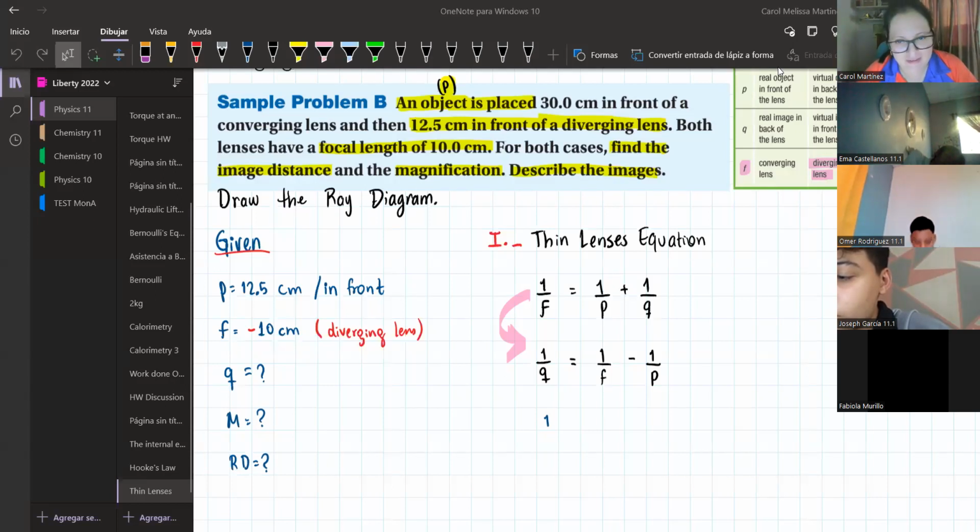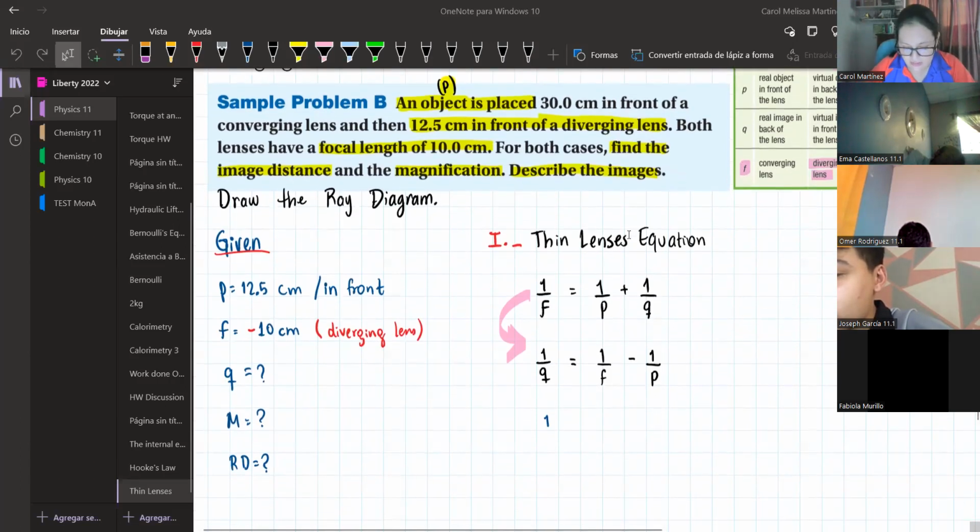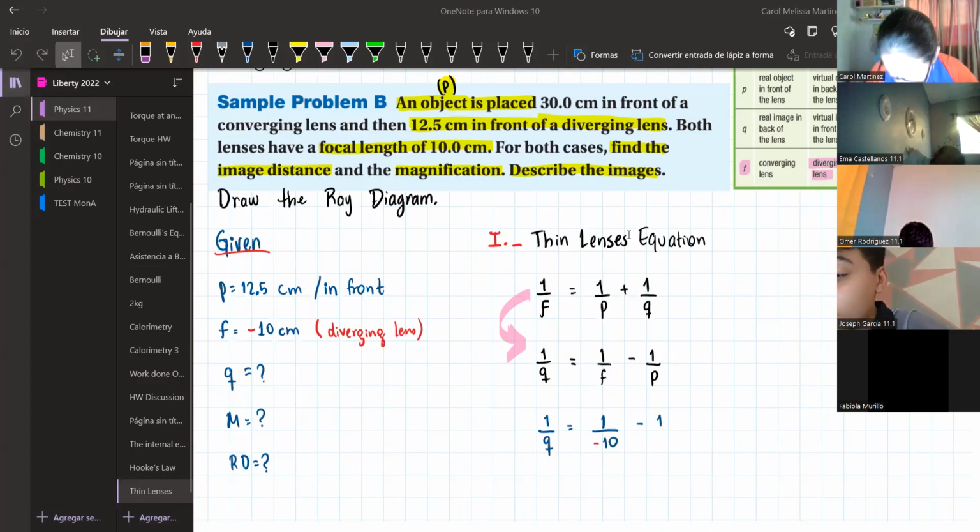So we have the thin lenses equation, we isolate for Q, and that gives us 1 over F minus 1 over P. The reason why F is negative is that we define it as negative because of the sign convention for lenses, okay? For diverging lenses, F is negative. So we say that 1 over Q, or 1 over the image, is then equal to 1 over the focal minus 1 over the position of the object.